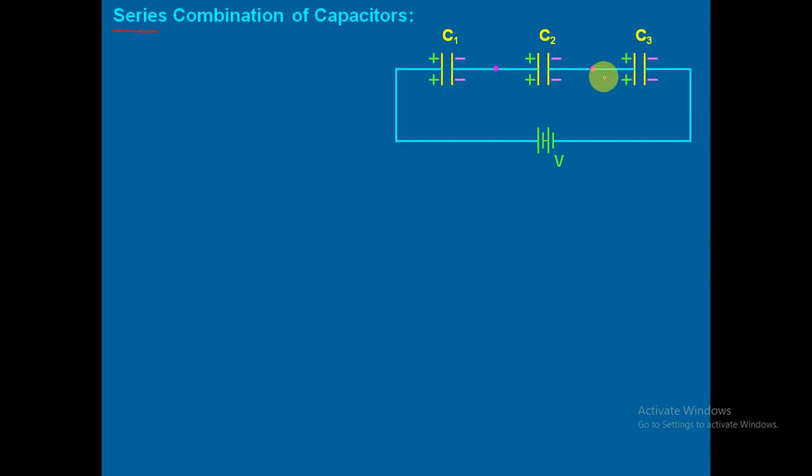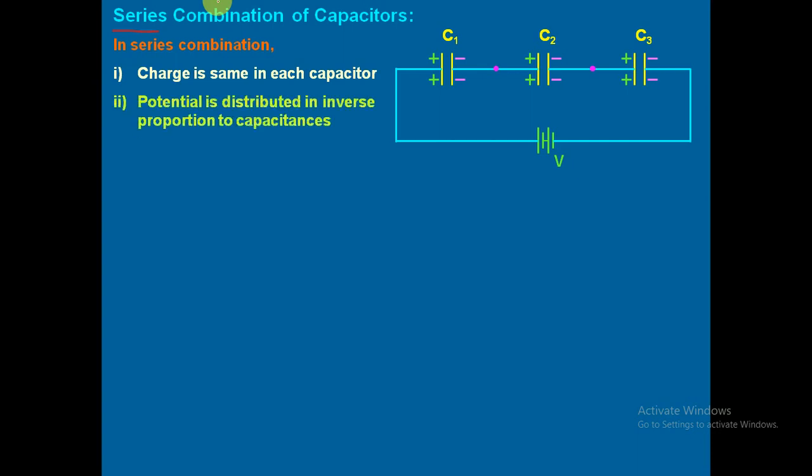So the charge on the three capacitors would be the same, but the potential drop across each capacitor would be different as per the capacity of the capacitor. So in series combination, charge is the same in each capacitor. Potential is distributed in inverse proportion to the capacitances. Inverse proportion, why? Because we know that C is equal to Q over V. So the more the capacitance, the less the potential. So here the charge on each capacitance is the same, but the potential is different.